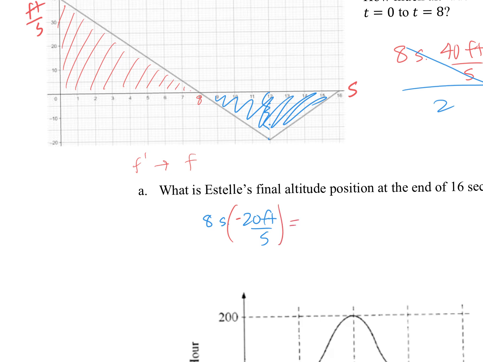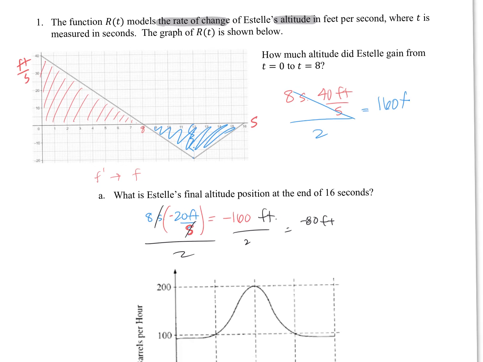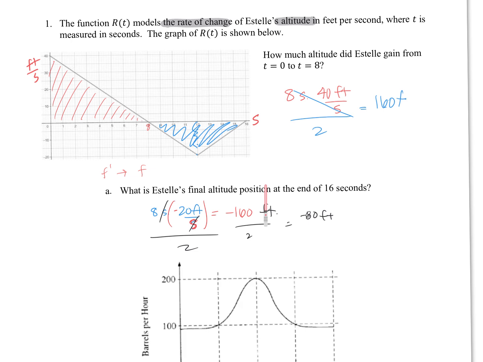And just that negative triangle has an area of negative 160, divided by 2. Negative 80. Negative 80 feet. So what's her final altitude position? If she went up 160 and then she went down 80, what's she left at? 80 feet. So I would just say 160 minus that 80 gets me 80 feet. That's her final altitude position.